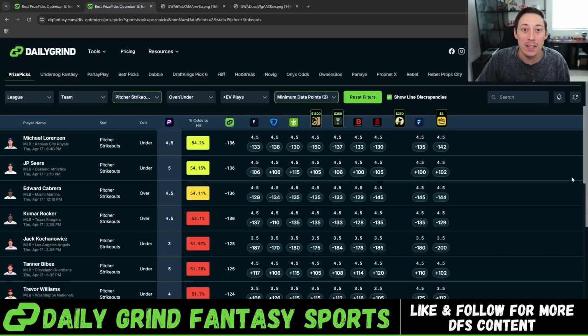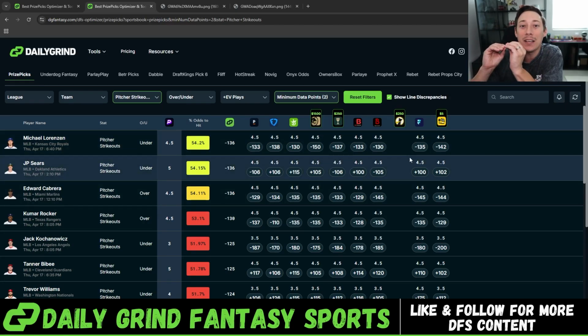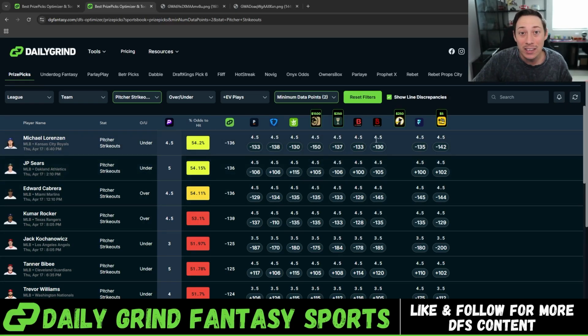At the time of this recording, this is currently what the pitcher strikeout board looks like as far as value goes on PrizePicks, so nothing too crazy, but there is a little bit of value here. If you guys didn't know, Daily Grind Fantasy pulls in all of the sportsbook data into one place at one time for you to be able to quickly and efficiently scan the sportsbook market, find what has above a 54.2+% chance to hit based off the sportsbooks, and easily get these plays into your slips before they bump.